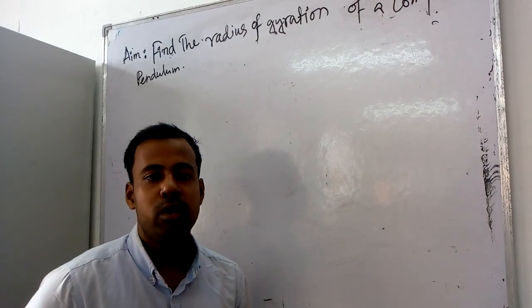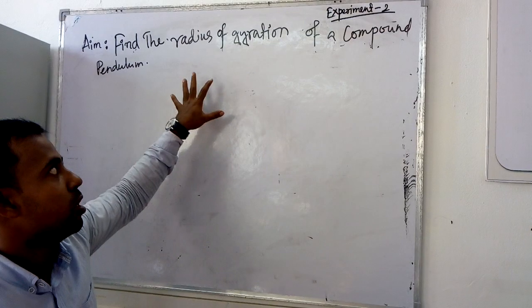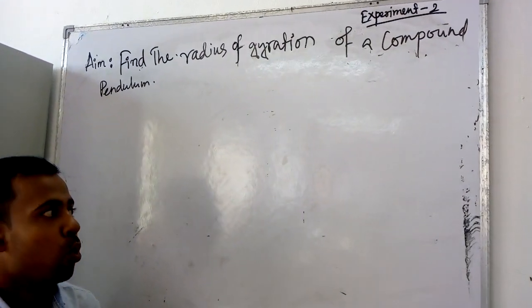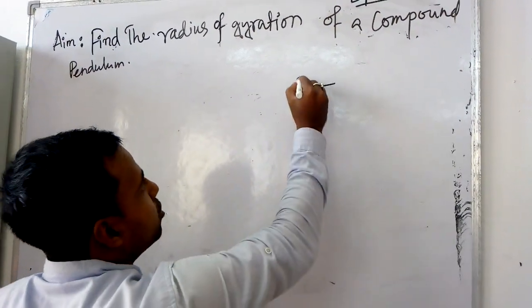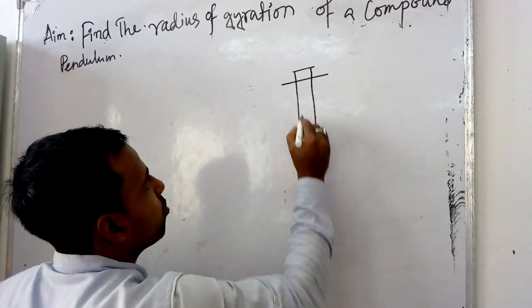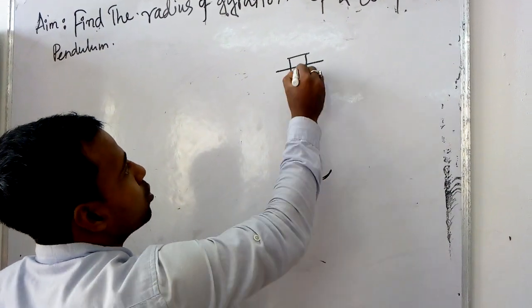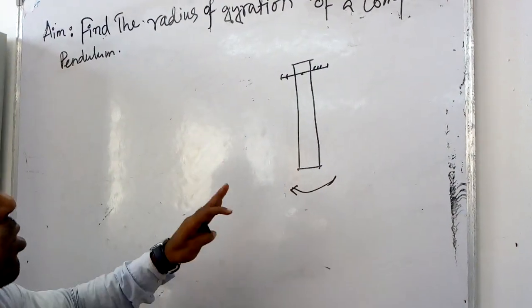Hi friends, today we will have our second experiment of vibration length. That is to find out the radius of gyration of a compound pendulum. Now, what is a compound pendulum? If any rigid body is suspended from a point and it is free to oscillate, then this is known as a compound pendulum.